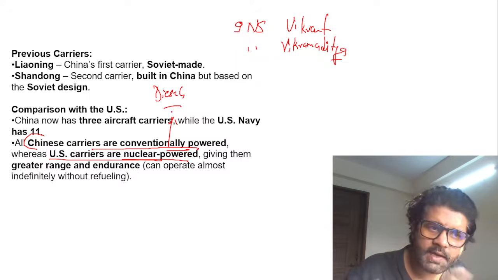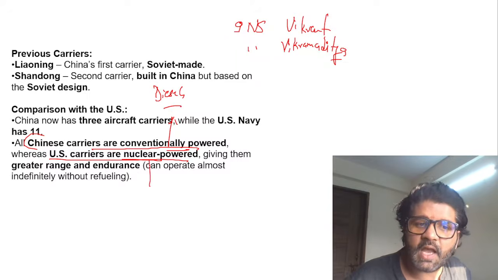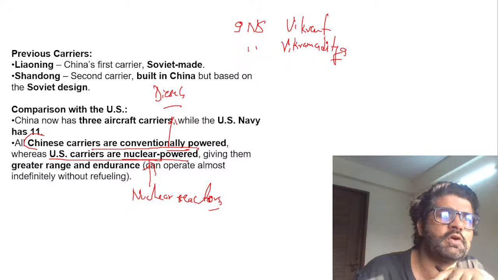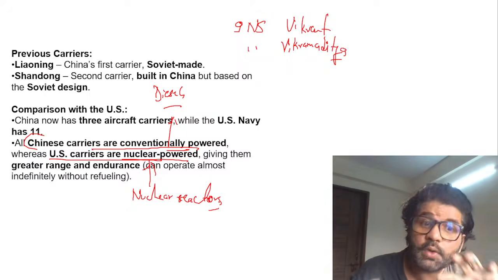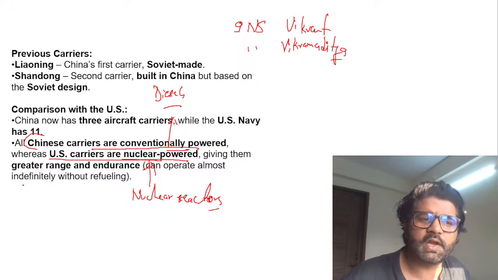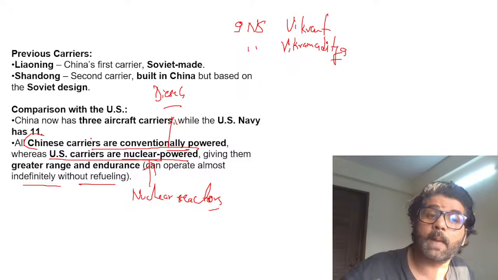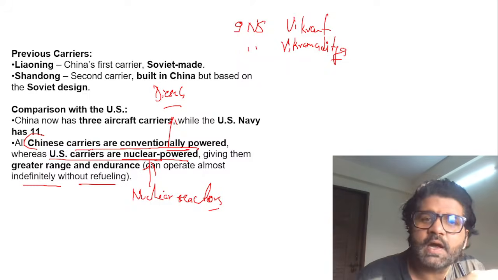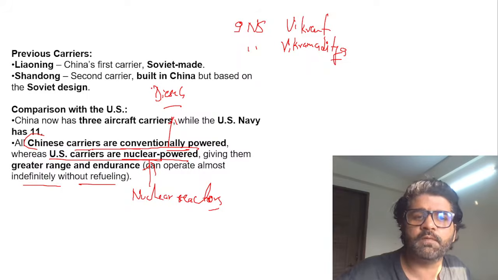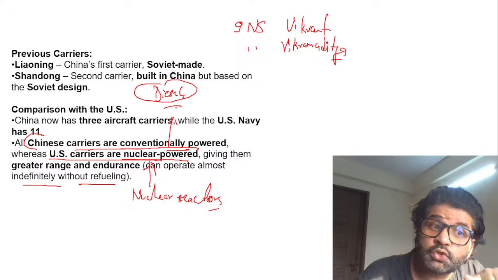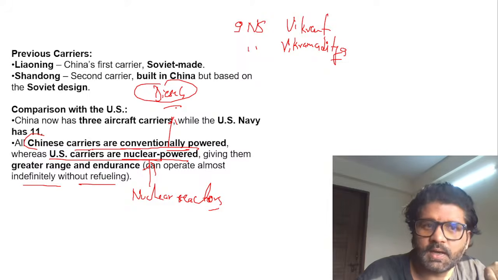is powering Chinese aircraft carrier. On the other hand, US carriers are powered by nuclear reactors. Because nuclear energy releases a lot of energy, they can go on for a longer period. They can operate almost indefinitely without refueling. That does not happen in the case of Chinese carrier, or let's say India's aircraft carrier. Because we are conventionally powered, we have to keep on refueling diesel, etc. So we cannot go indefinitely, and that gives us so much disadvantage.